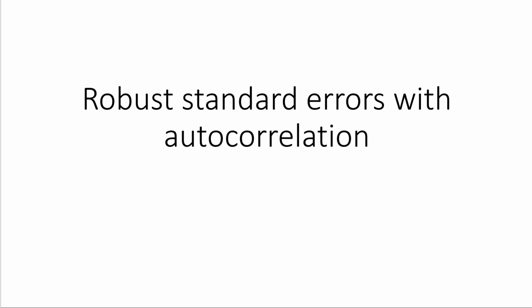So the simple way of handling autocorrelation and heteroskedasticity in such a case would be to keep the OLS estimators of the parameters, but to adjust the standard errors, replacing the OLS Gauss-Markov standard errors with robust standard errors. And that is what this lecture is about.